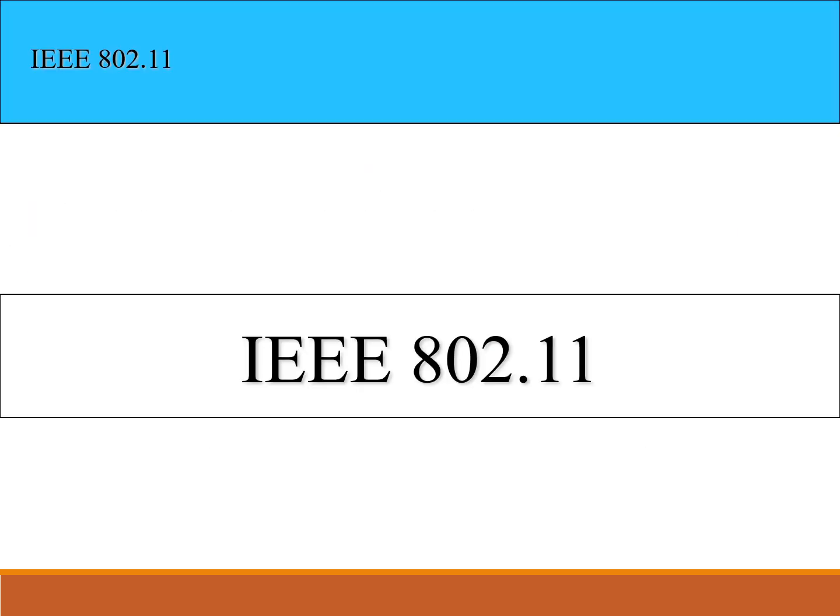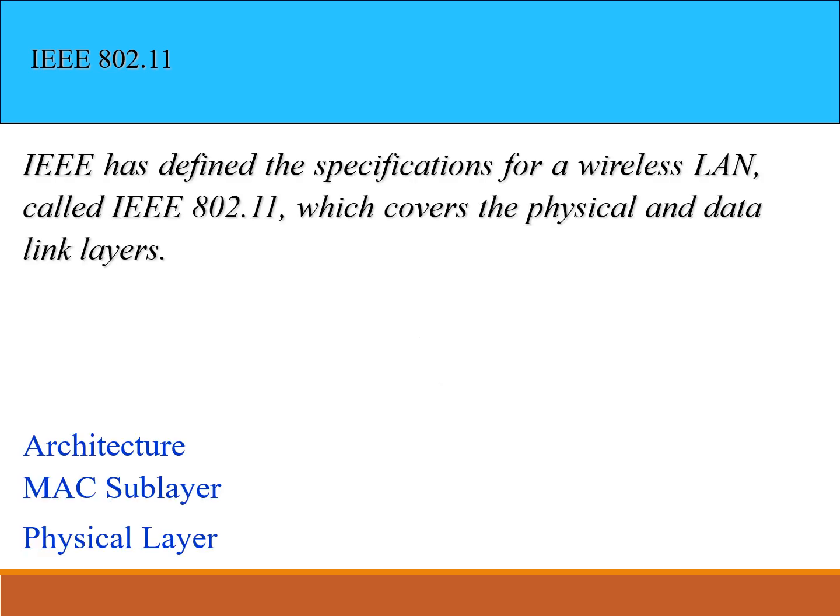And then the next one we are going for is IEEE 802.11. In IEEE 802.11 we are going to see wireless LAN also. It refers to a family of specifications developed by IEEE for wireless LAN technology, so it is wireless LAN technology only. In this we are going to see the architecture, MAC sublayer and physical layer.